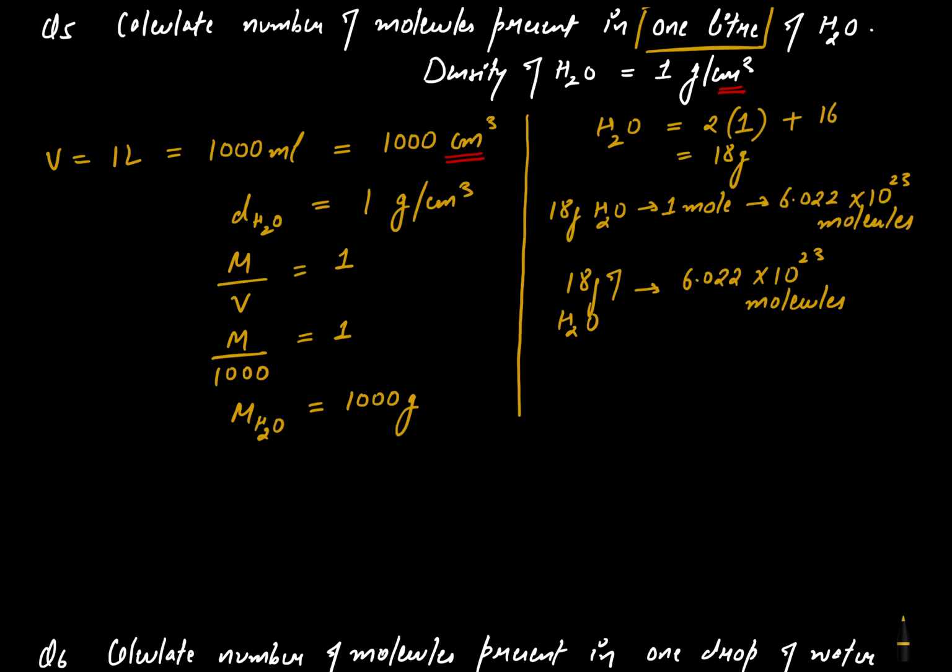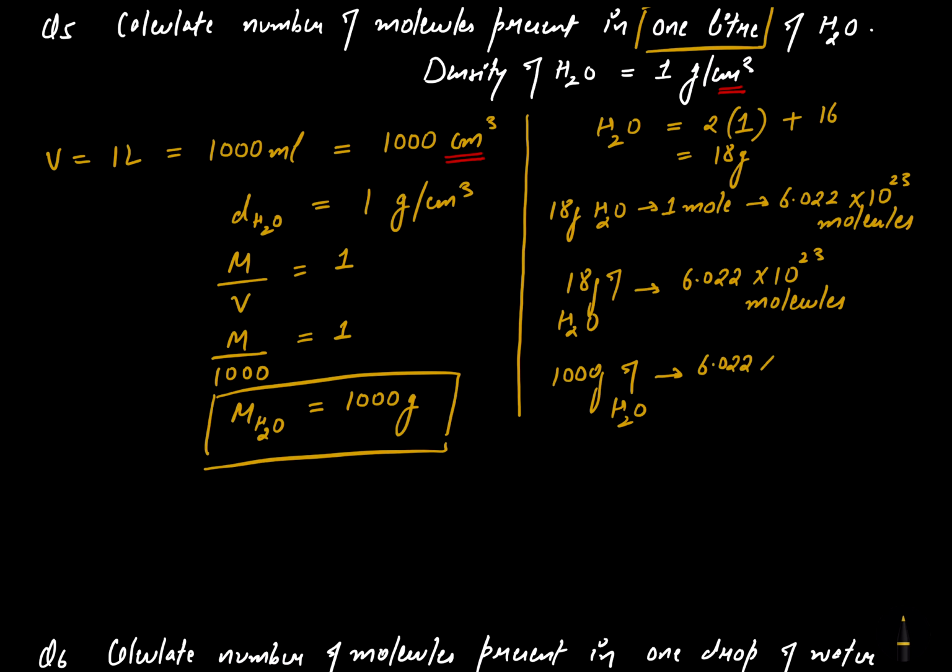So how many molecules will be present in 1000 gram of water? 1000 grams of water will have 6.022 into 10 raised to power 23 divided by 18, into 1000, and it comes out to be 3.34 into 10 to the power 25 molecules.